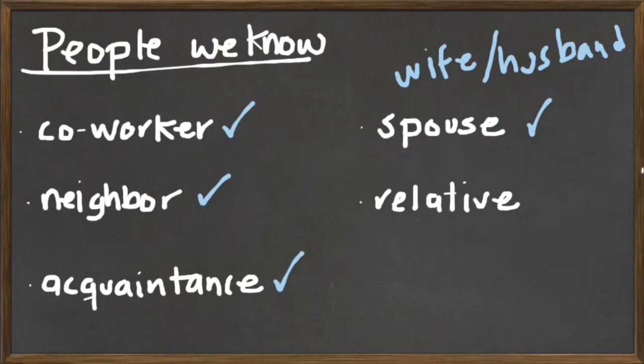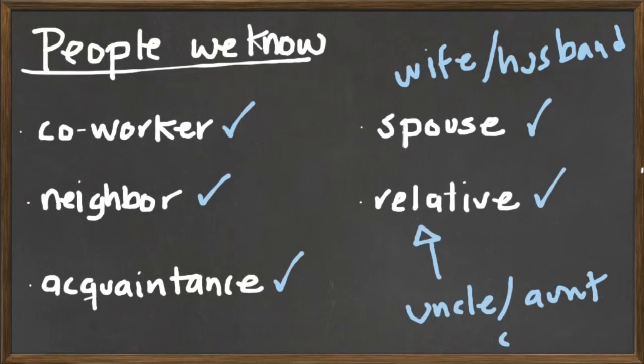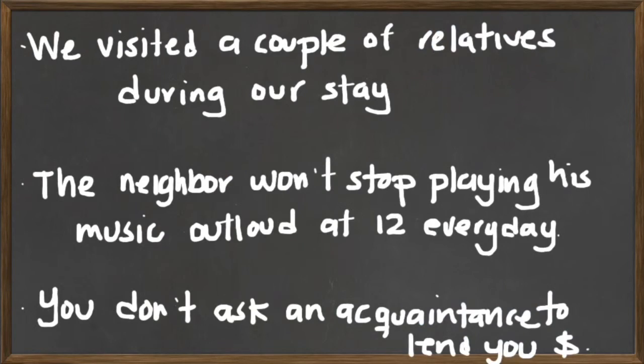And the last one would be relative. Your relative is somebody you are related to by blood. For example, it can be an uncle. It can be an aunt. It can be a cousin. Everybody who is blood related to you is a relative, part of your family. Okay, let's move on to the next one.